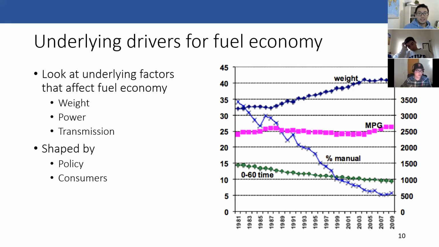The fascinating thing about this is that, in effect, the efficiency was actually improving, but you also have a bunch of factors that were counterbalancing some of those technological improvements in the fuel efficiency. Again, this is strongly shaped by the fact that policy no longer required the fuel efficiency to improve, and because consumers wanted bigger cars and faster cars.